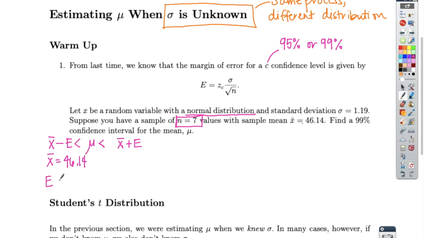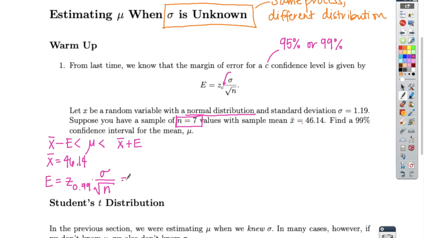Now we have to find E, the error, and that's going to be our plus or minus on either side here. So E equals Z sub, and then this is our confidence level right here, that little subscript. In this case, we want to find a 99% confidence level, so I'll put Z sub 0.99 times sigma, the standard deviation, over the square root of n, our sample size.